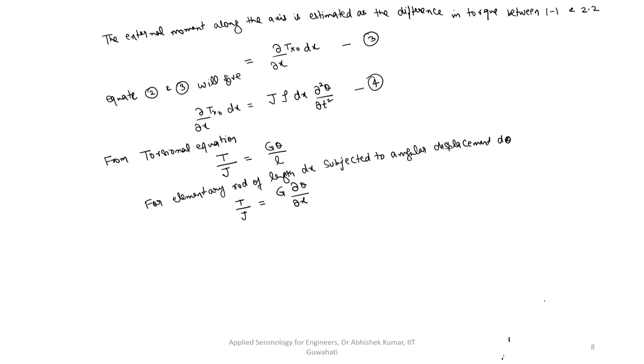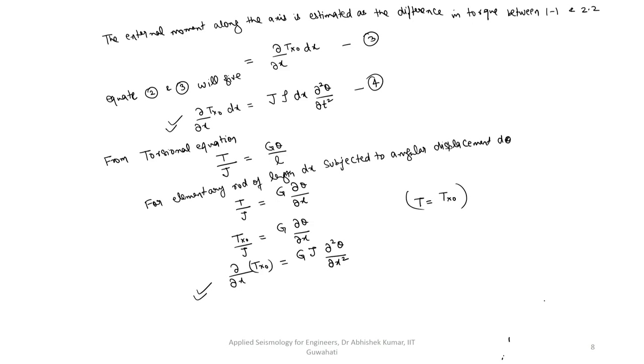So, now you get the value of T over J, or as per our equation we have used T equals T x naught, that is the symbol we have used. So, we can write it as T x naught over J equals G dou theta over dou x, and we have to have an equation which is given in terms of dou by dou x, because if you remember equation 4, we require a value of dou over dou x of T x naught. So, from here we can get dou over dou x of T x naught equals G J dou square theta over dou x square. This equation will be similar to what is required in equation number 4.